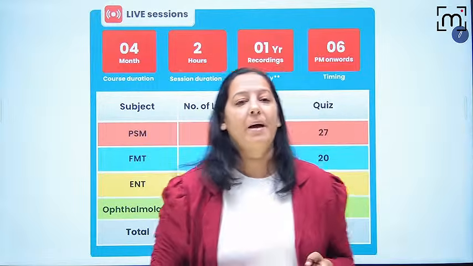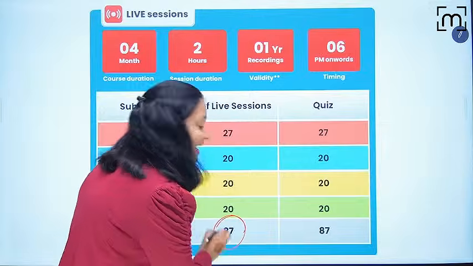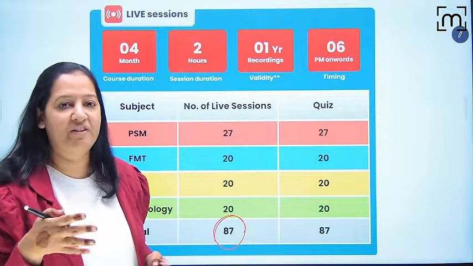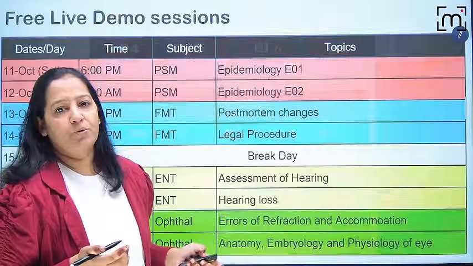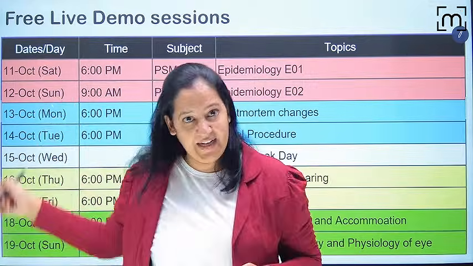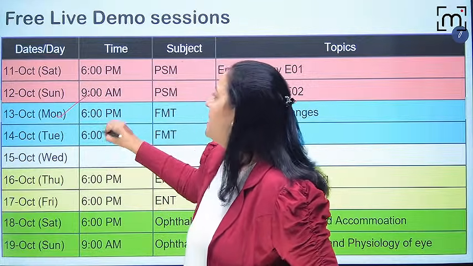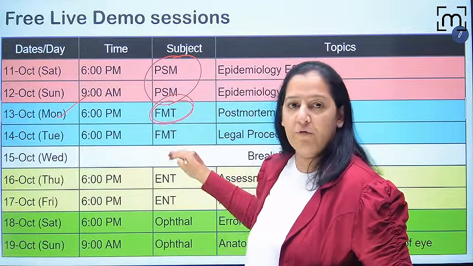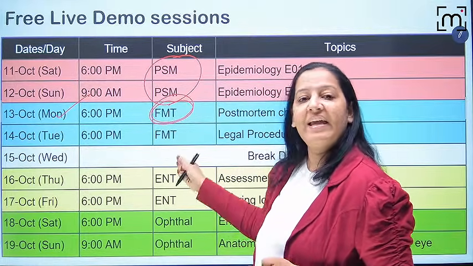In this course, I'm going to take a total of 87 live sessions, 2 to 3 hours each. It will be daily, with pre-planned breaks, and there are 87 sessions in total. There are 8 demos. Today is the 3rd demo. PSM demos are over. Today is the first forensic medicine demo. Tomorrow will be the second one. After that, we are having the ENT and ophthalmology demos.